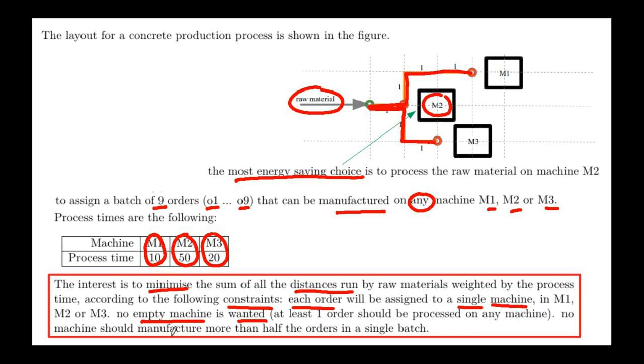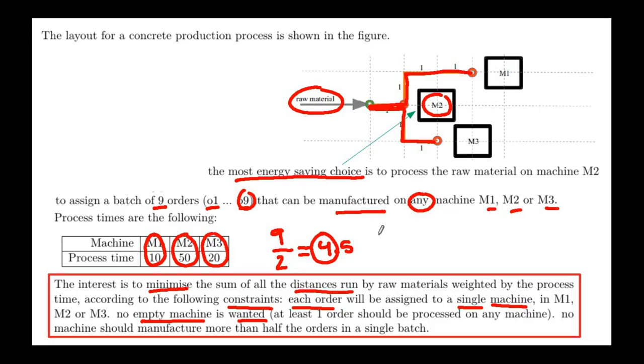And no machine should manufacture more than half the orders in a single batch. We have 9 orders in this single batch. If we divide by 2, we have half the orders, which is 4.5, so no more than half the orders means that every machine should manufacture a maximum of 4 orders.